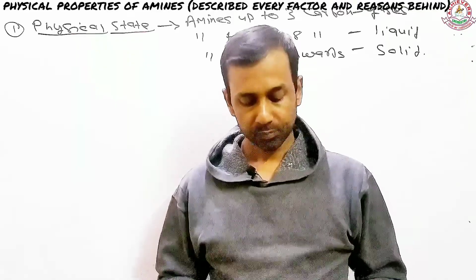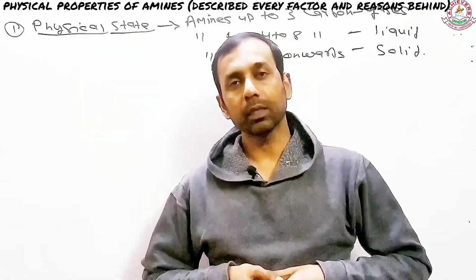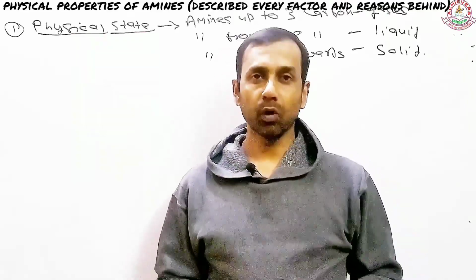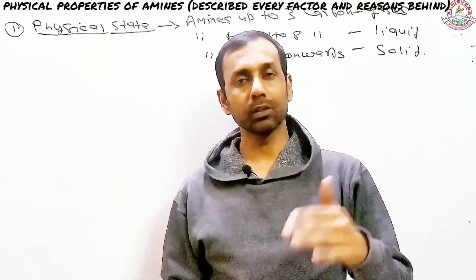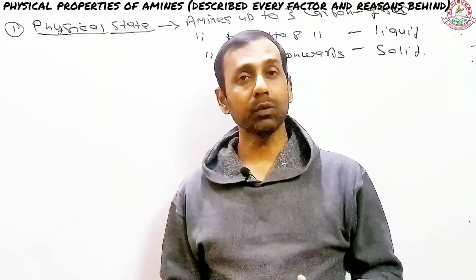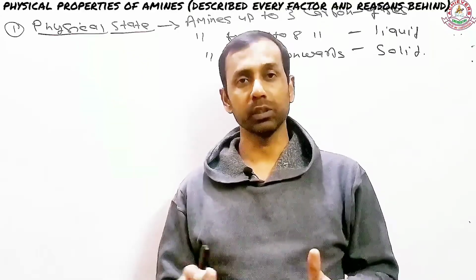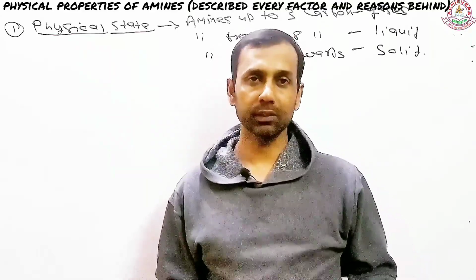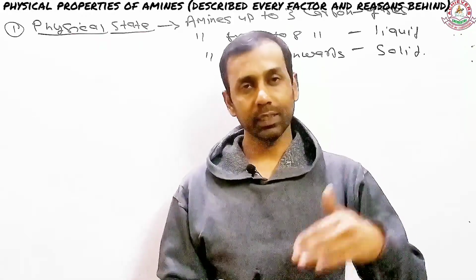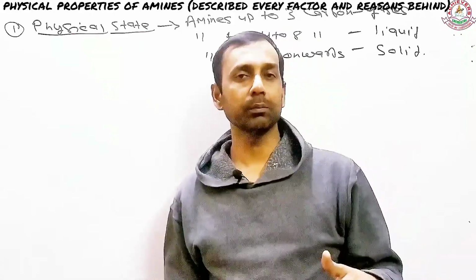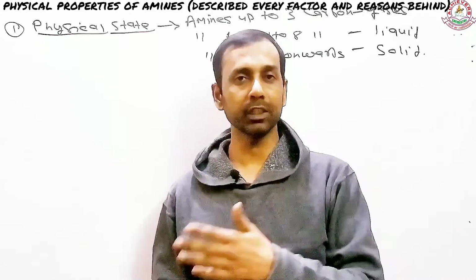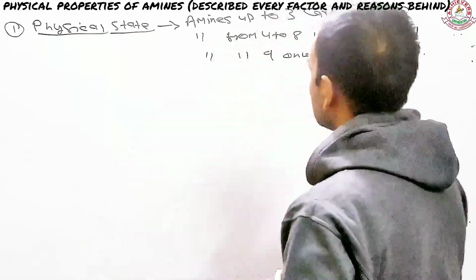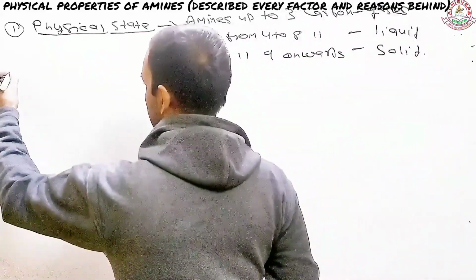Why does it happen? It's because as the number of carbon increases in amine, not only does the mass increase, but it also increases the van der Waals force of attraction between the molecules. So the higher the mass, the higher the van der Waals force of attraction, and that's the reason they are first gases, but as the number of carbon increases, they become liquid, and finally they become solid. Let's talk about the second important feature.